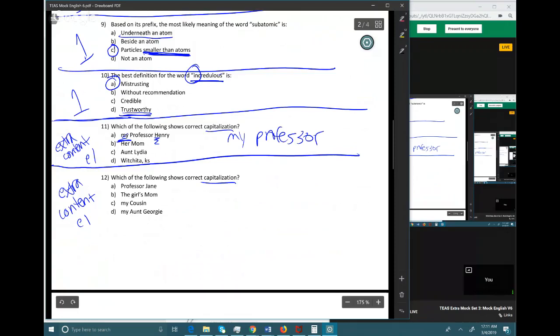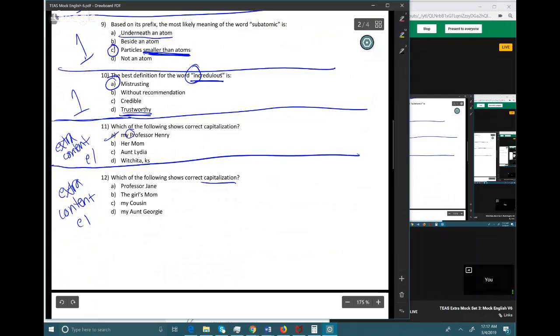If, however, the word my was not there, professor becomes part of his name. So Mrs. or Mr. Professor Henry. Now you're saying that those are both components of the name that you're calling him. So the distinction is, does it describe him as a professor or does it call him Professor something? So A is wrong because my would cause this to not be capitalized.